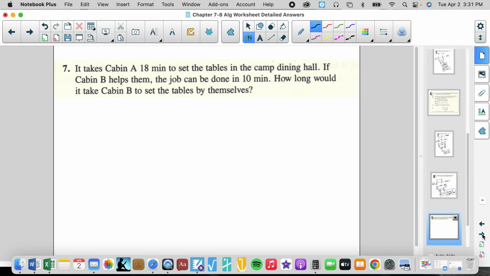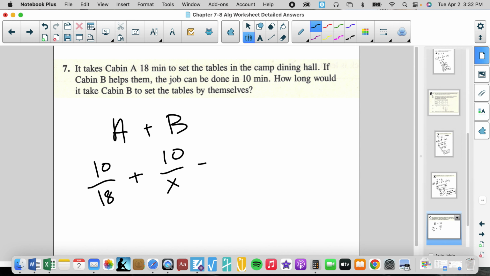So you are going to save a tremendous amount of time on your placement tests if you can figure this one out. This is work problems. It takes cabin A 18 minutes to set the tables in the camping dining hall. If cabin B helps them, the job can be done in 10 minutes. So A plus B, A can do it in 18 minutes, and 10 together. How long? Good. All right.